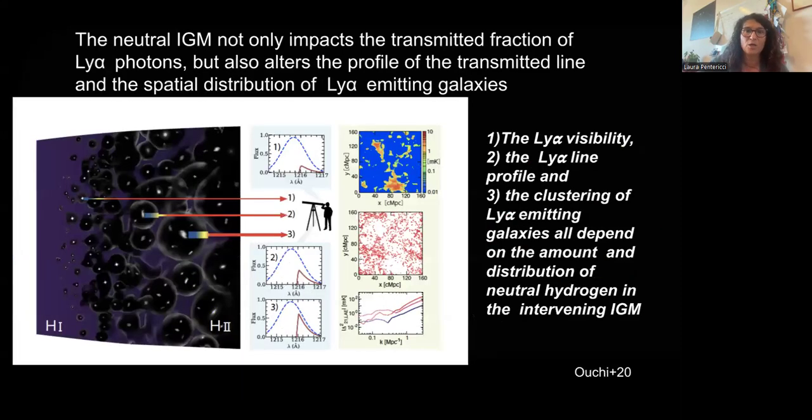galaxies. Okay, and the neutral IGM not only impacts the transmitted fraction of Lyman alpha photons, but also alters their profile and their spatial distribution. So this tells you already that the flux, the Lyman alpha visibility, so the way we see Lyman alpha, the line profile and the clustering all depend not just on the galaxy properties, and these are more or less the same, say at redshift 5 and 6, but also on how the intergalactic medium has changed. And this is the reason why Lyman alpha is such an important tool to study the intergalactic medium during the epoch of ionization.